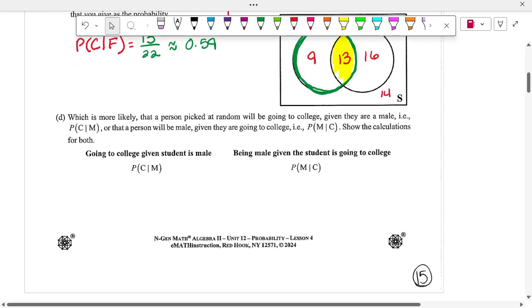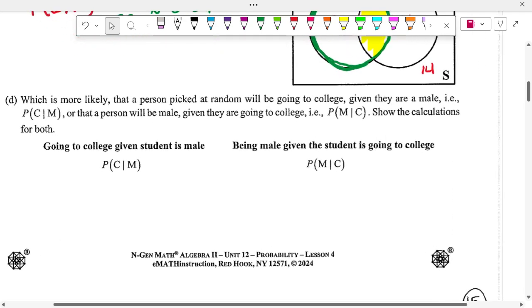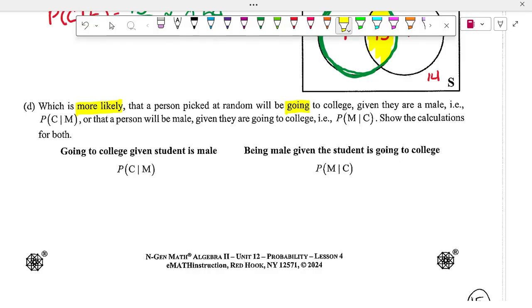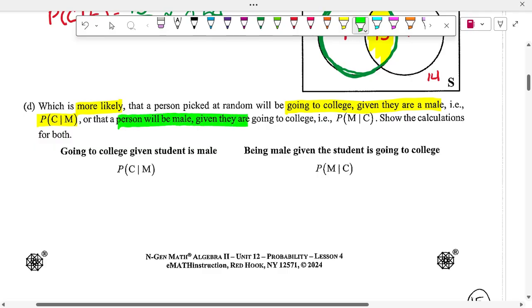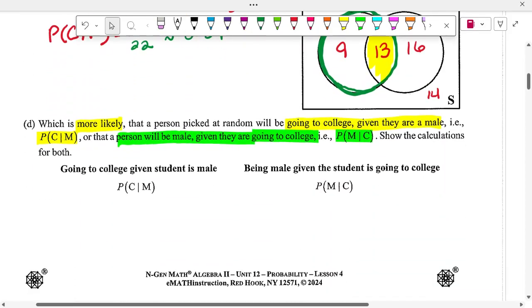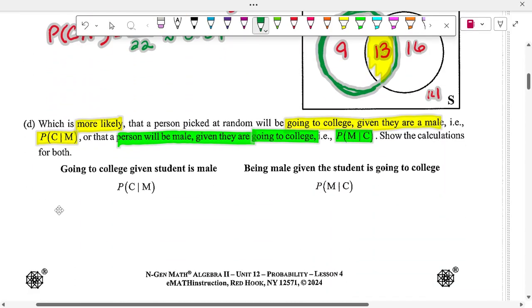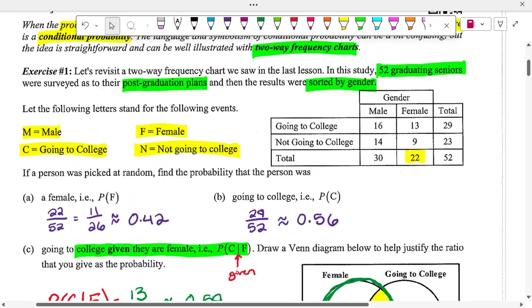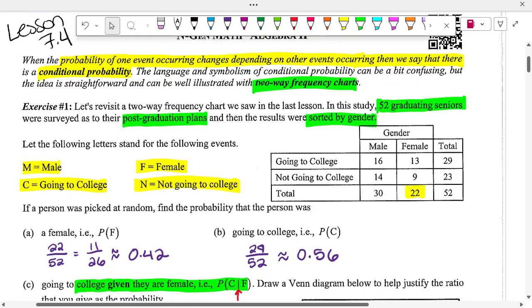So back to using the frequency table. Which is more likely? A person picked at random going to college given they are male, so the probability of college given male, or a person will be male given they are going to college, so male given college. We're going to show the calculations for both. So let's do the first one. The probability of them going to college given that they're male. So if I go back up to the frequency table, I know for a fact they're male. So which part of the frequency table am I looking at?